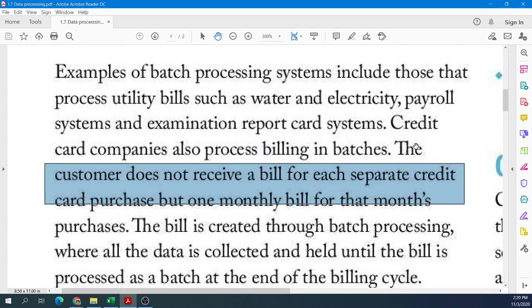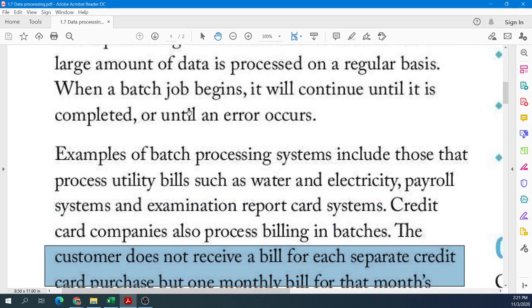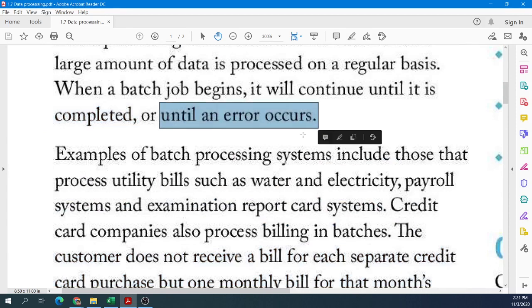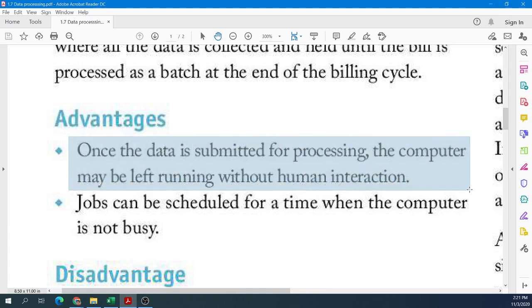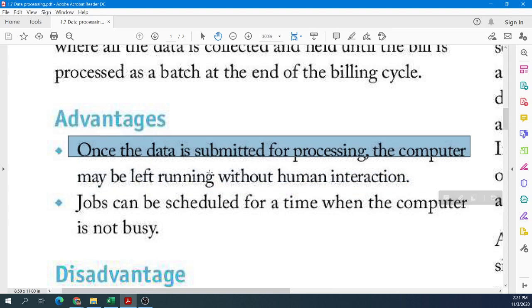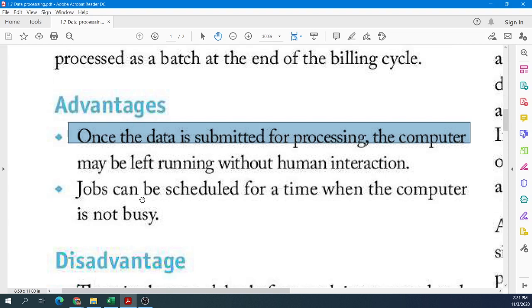And as we mentioned at the top here, the only time it will stop is if it is completed or if it runs into an error. So, for example, if it gets some sort of data that it cannot process, then it will get an error and it will stop. Otherwise, it would continue without any human interaction. So it's less work on us to process the data. So that's one advantage.